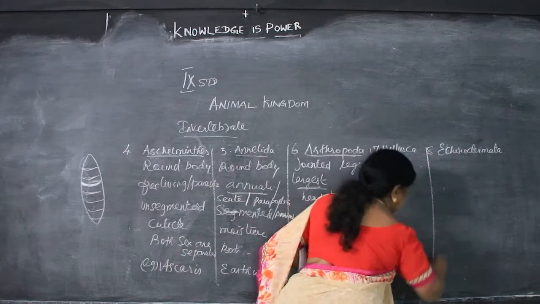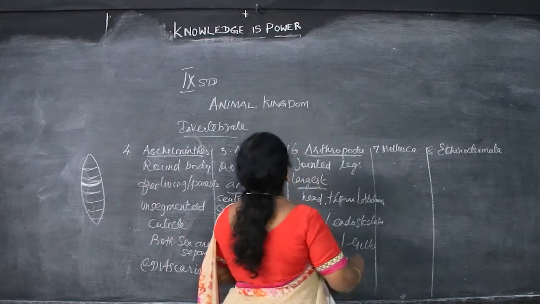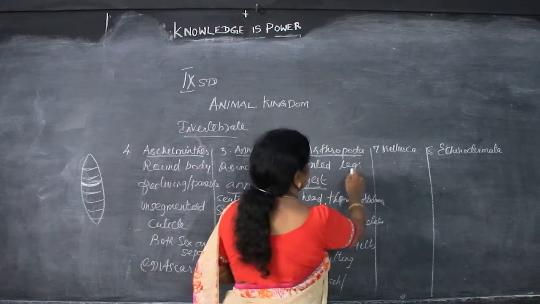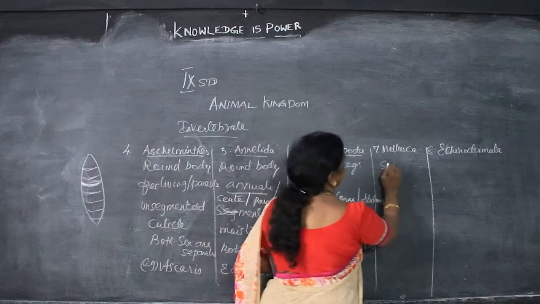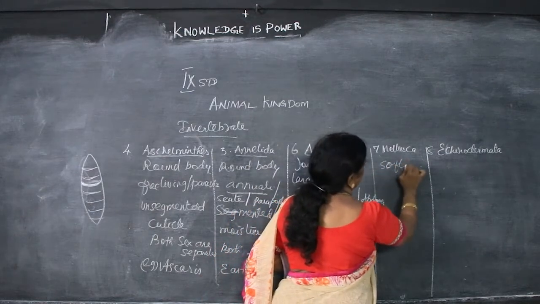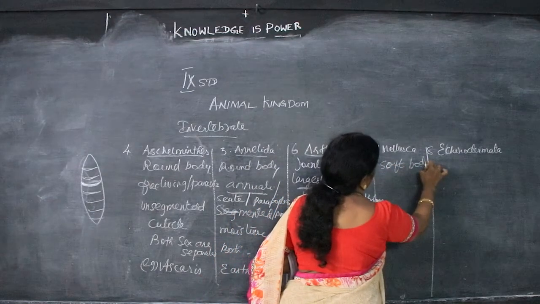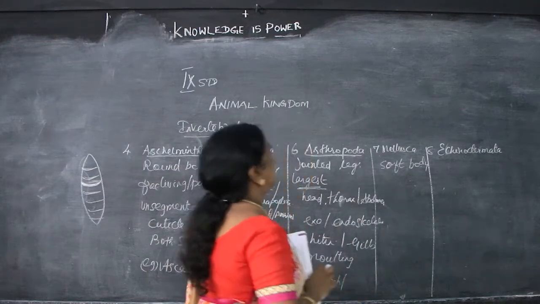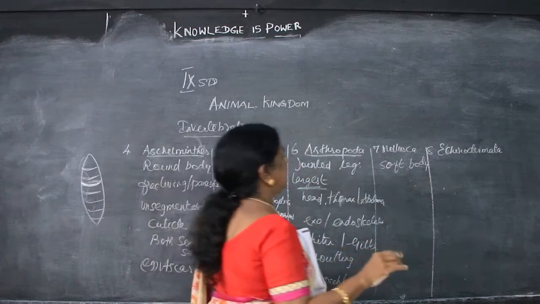Mollusca is the soft body animal. Here I said round body, segmented. This one is segmented, this is jointed legs. This is a soft body animal. The body is very soft. Shells and tortoise, these all come under mollusca.